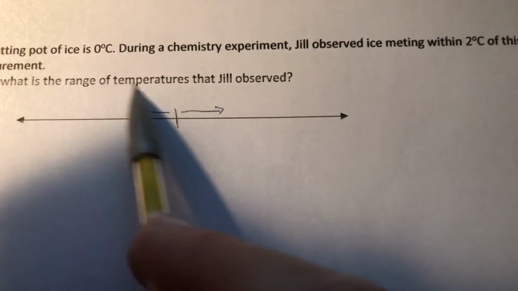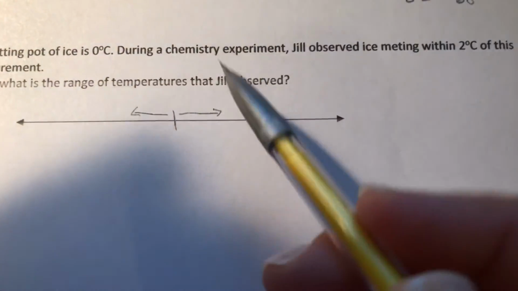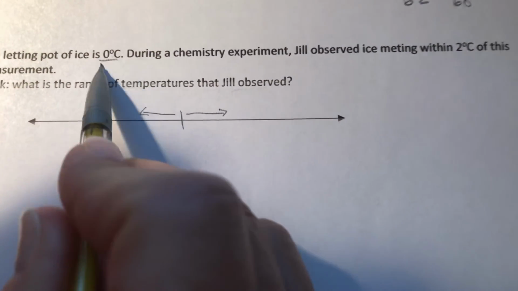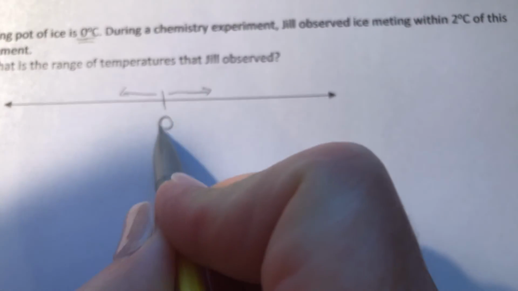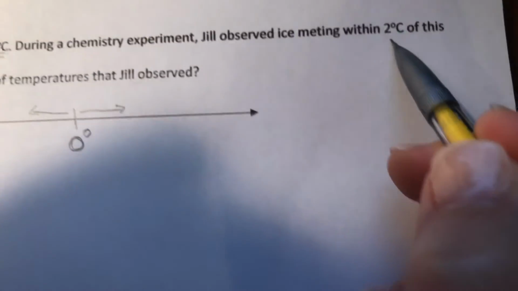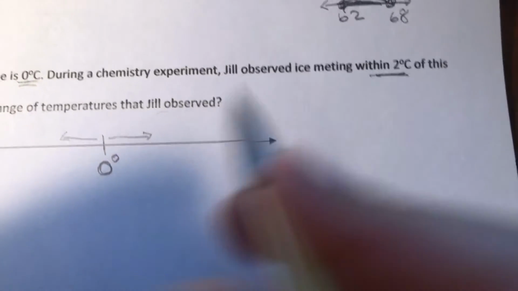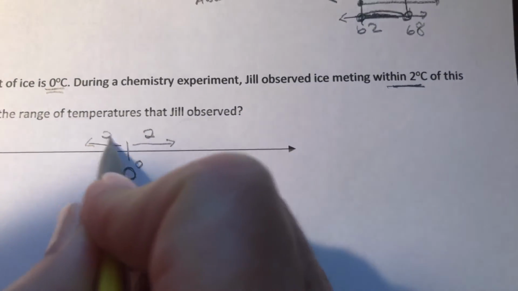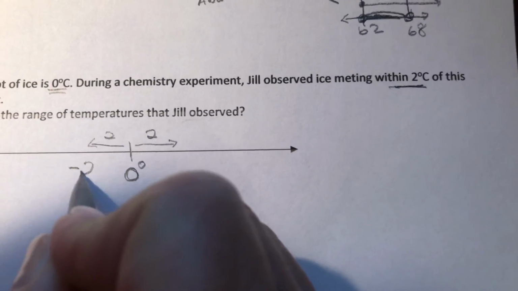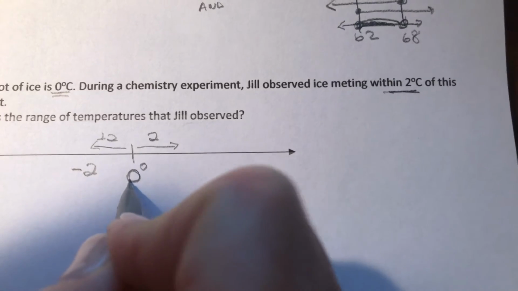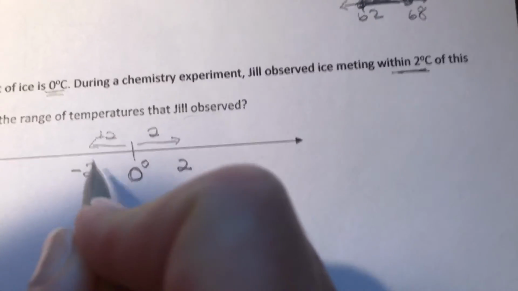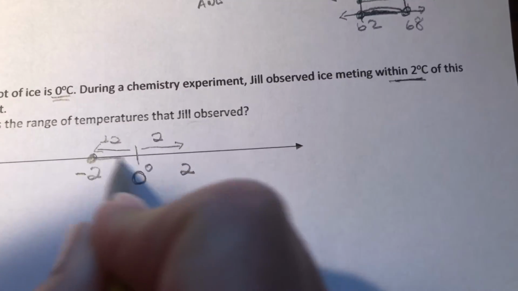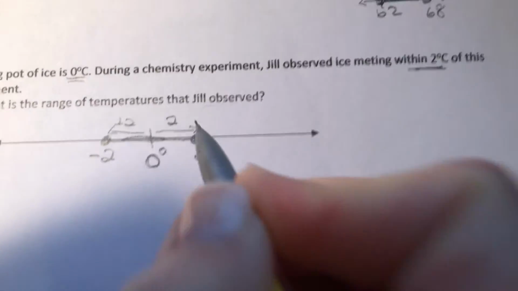So let's figure out what's the range of temperatures. So if 0 is your number that we start with, and 2 degrees within is what we can go up or we can go down. So this would be negative 2 plus 2 gets us to 0 plus 2 gets us to 2. So we're looking at a range from negative 2 all the way to positive 2.